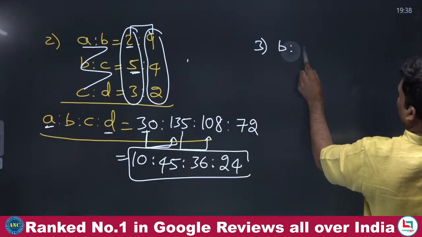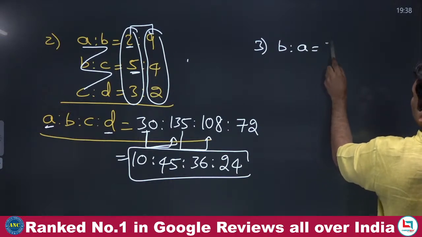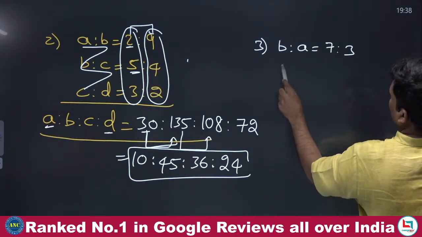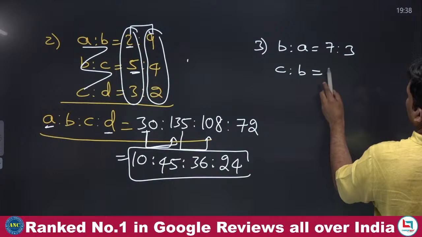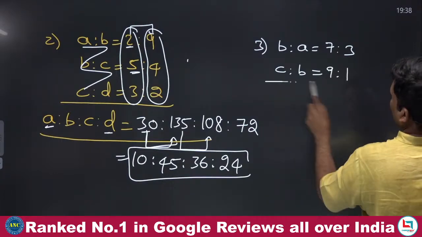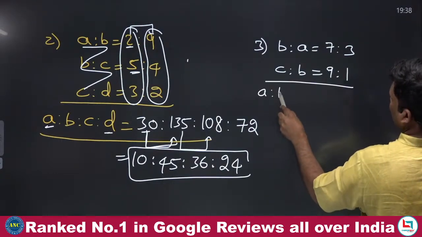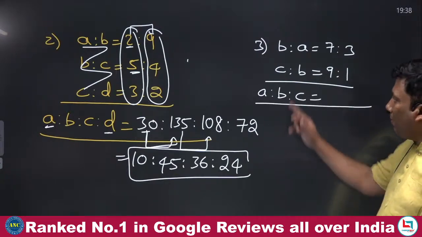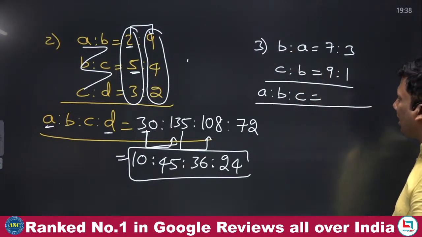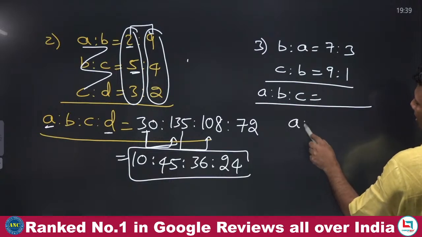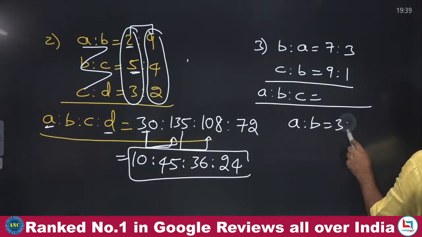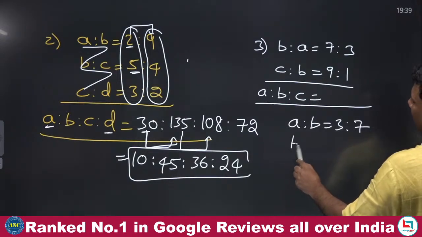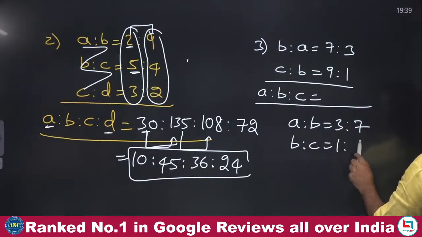Suppose the question is: B is to A is 7 is to 3, and C is to B is 9 is to 1. Find A is to B is to C. Remember, these variables should be in the right order. Change it into order: A is to B is 3 is to 7, B is to C is 1 is to 9.